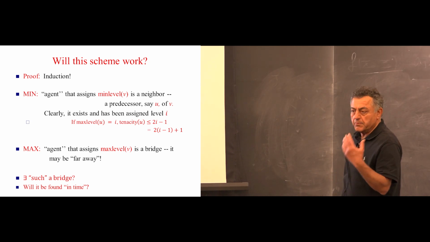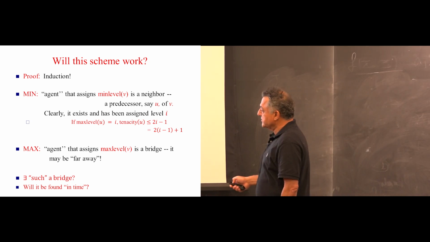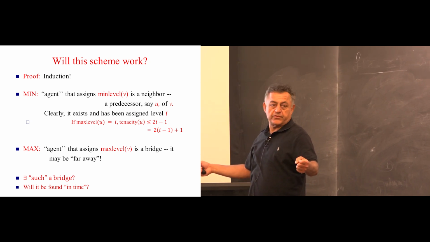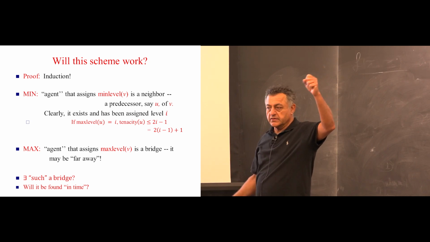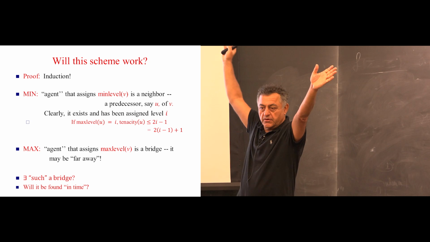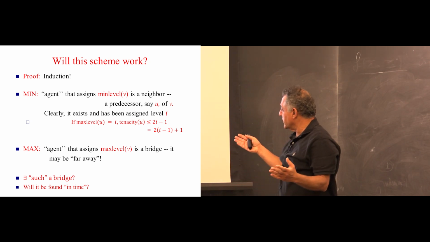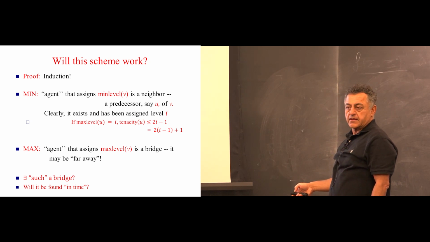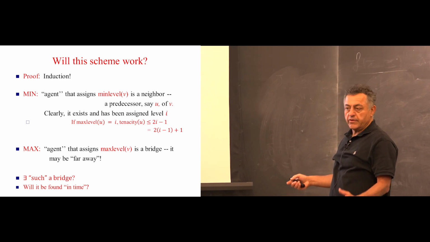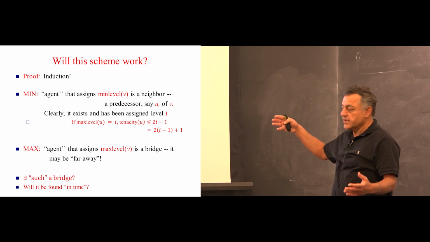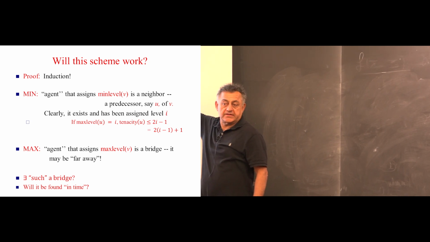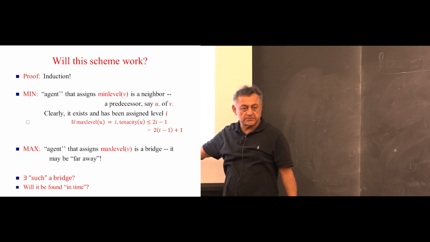Okay. What about max? So the max level is assigned by a bridge, which is not a neighbor of V. It could be very, very far away. Depending on how big that blossom is, it could be huge. So how do we know that there is such a bridge out there? And what does it mean, such a bridge, which will assign V its max level? And how do we know that it will be found on time, respecting all the rules of the previously stated algorithm?